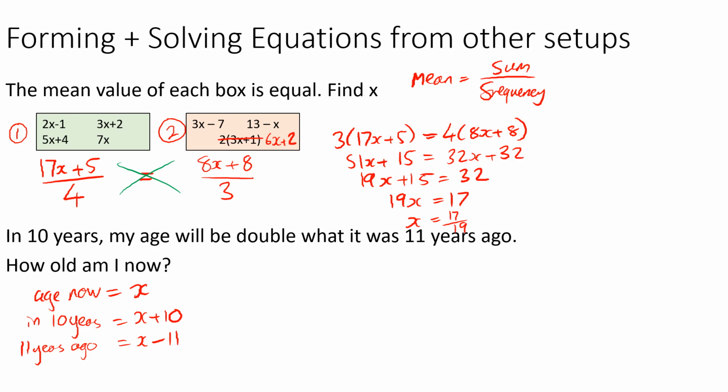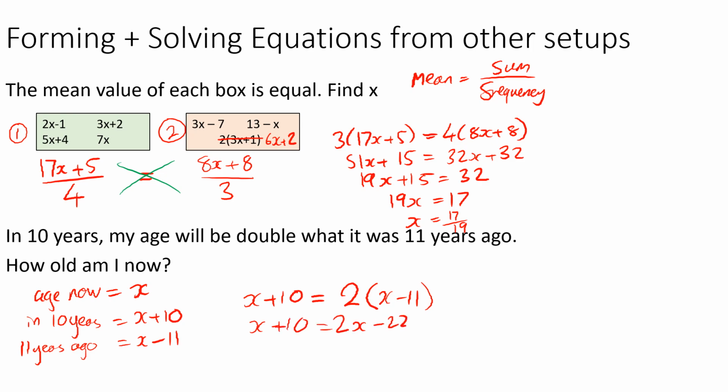So what have we got? In 10 years, my age, which is x plus 10, will be double, will be twice as much as what it was 11 years ago. 2 lots of x minus 11. And that's it. That's the equation you've got to set up. Read through the sentence in order and just replace every bit that mentions your age with some algebra. So from there, fairly straightforward to solve.